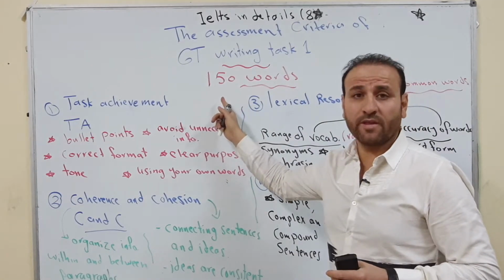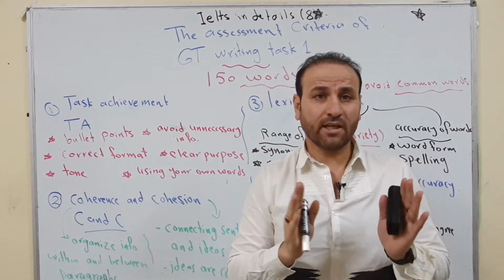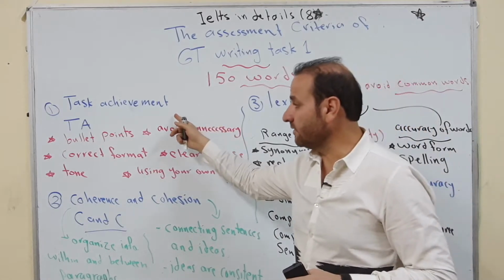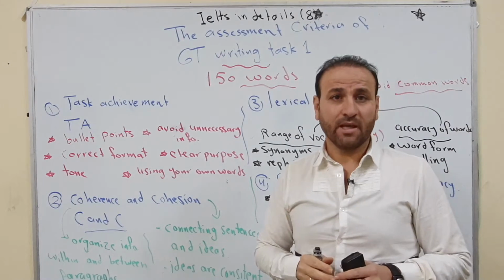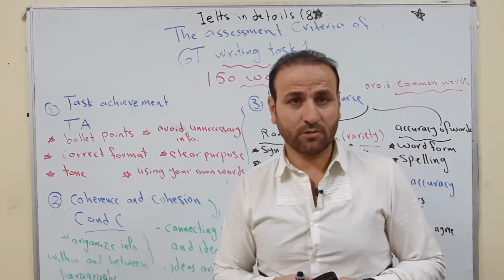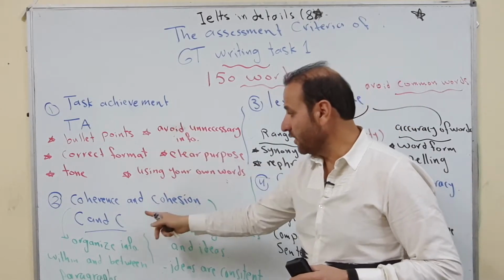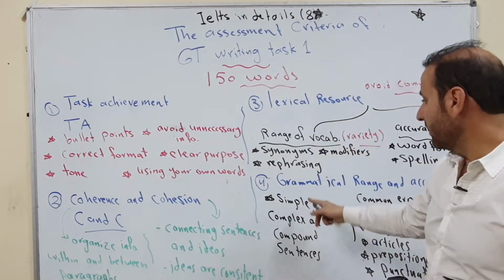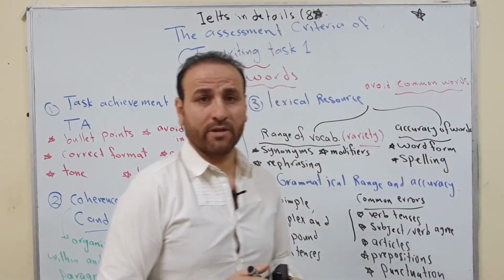First of all, we need to know that we have to write at least 150 words. يعني لازم نكتب 150 كلمة على الأقل. في 4 criteria, 4 elements لازم نركز عليهم while we are writing. I will explain them in detail; that will help us to write a good Task 1 or a good letter. First of all, task achievement, coherence and cohesion, lexical resource, grammatical range and accuracy. I will start with them one by one.